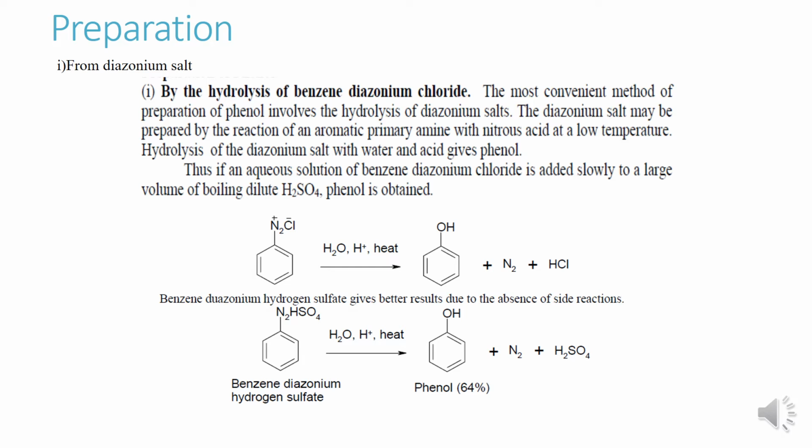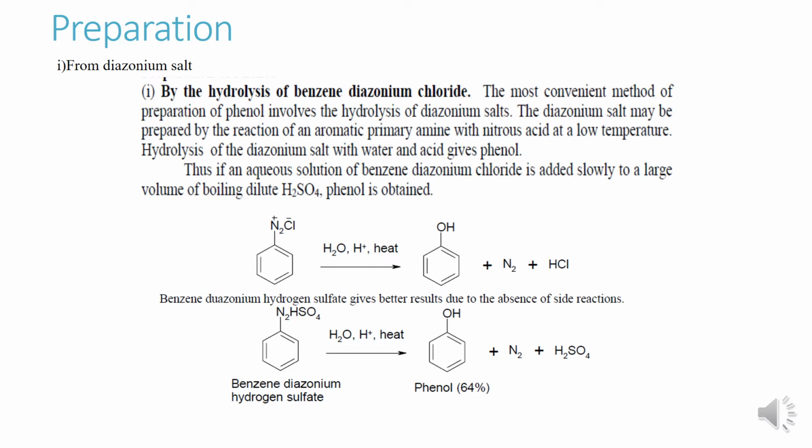The diazonium salt may be prepared by the reaction of an aromatic primary amine with nitrous acid at low temperature. This was the main precursor for the synthesis of phenol. So the diazonium salt may be prepared by the reaction of aromatic primary amines with nitrous acid at low temperature.